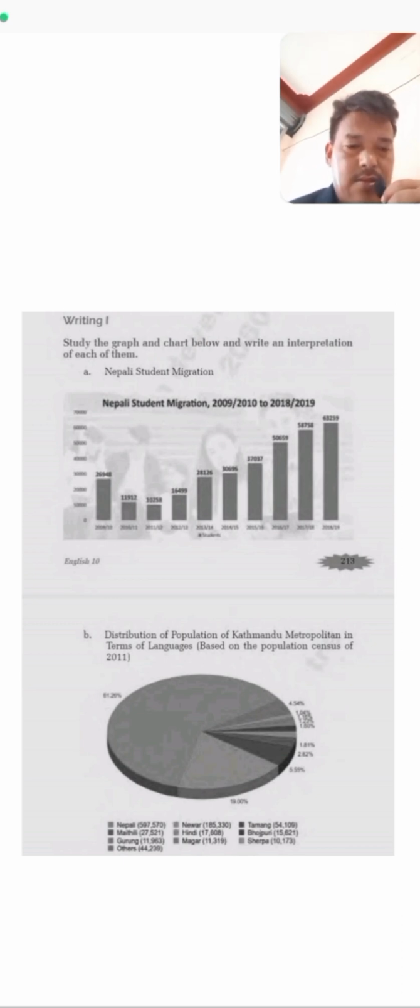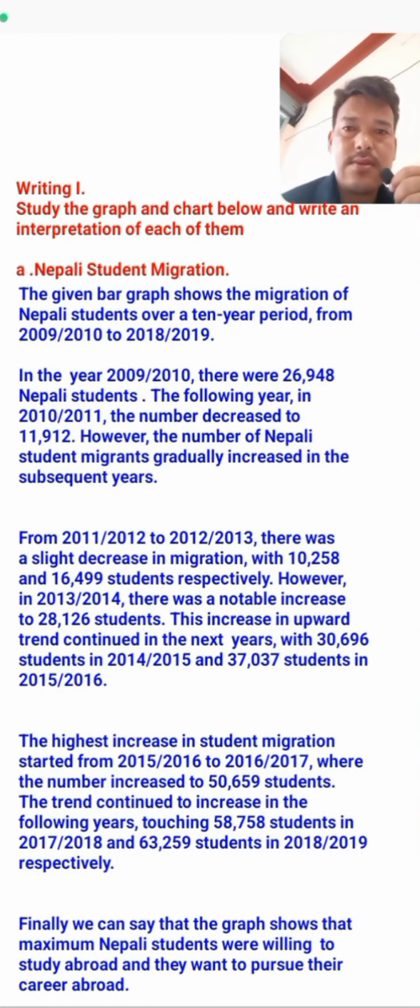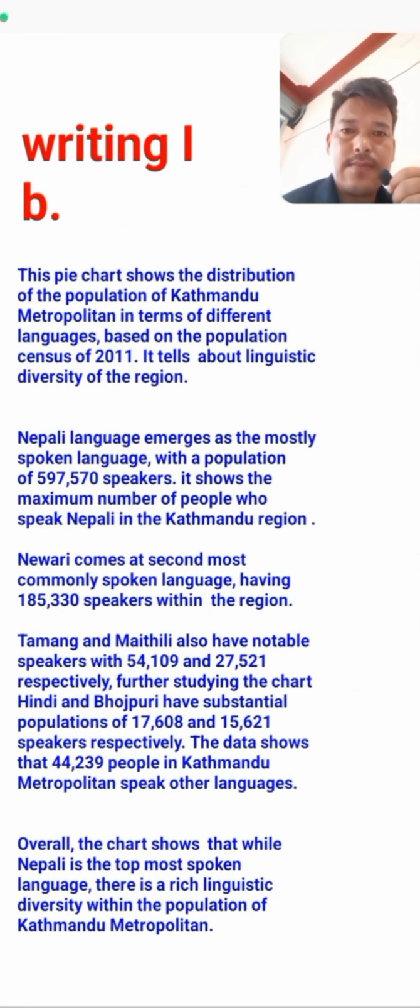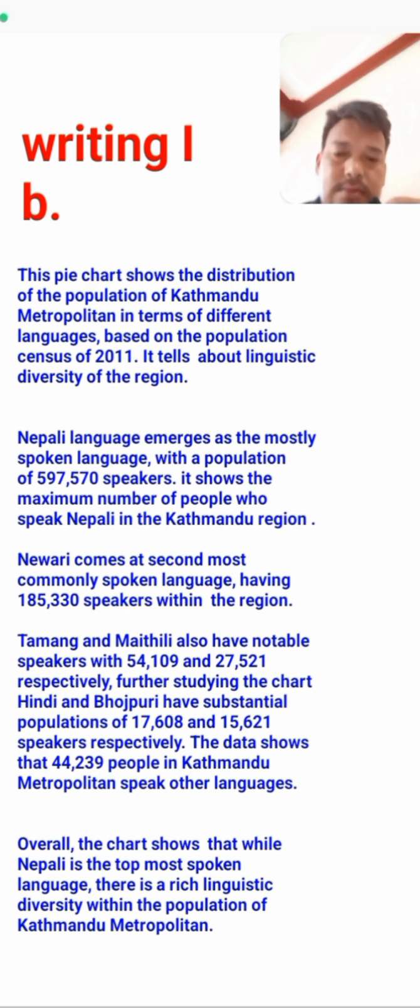So here we can see different languages which are spoken in the city of Kathmandu, and which language is widely spoken. Let us discuss. I think we can clearly see the Nepali language is widely spoken here, and there are some other languages also spoken within the city. So let us interpret and discuss the chart here. Now move to the answer. So here is the chart interpretation.